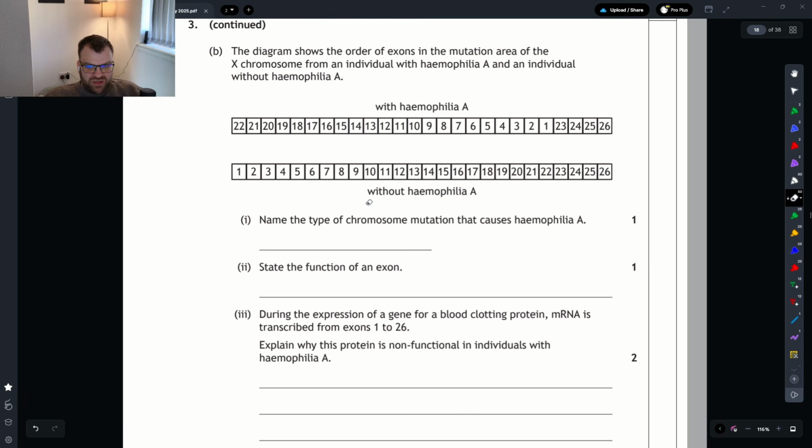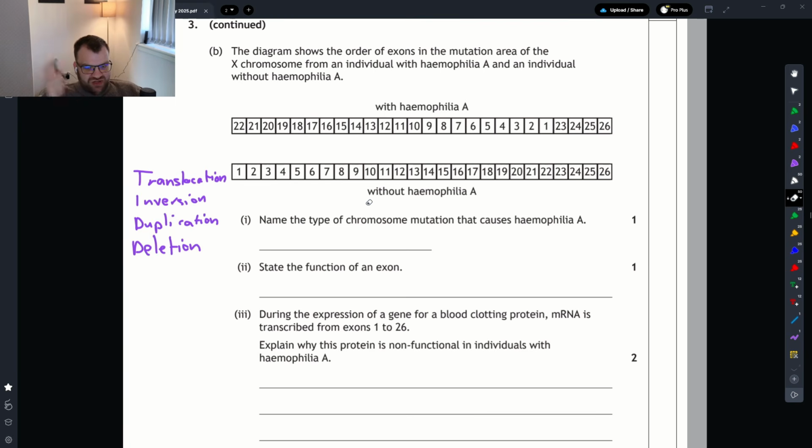Next one, we are showing the order of the exons in this particular individual. We're asked about the chromosome mutation causing this change. There are 4 chromosome mutations we need to know about. That's translocation, inversion, duplication, and deletion. For translocation, we're looking for exons to have come from a different chromosome. So it'd be a different set of numbers. If you look at without and with, they've got the same numbers, but they're just not in the same order. So it's not going to be translocation.